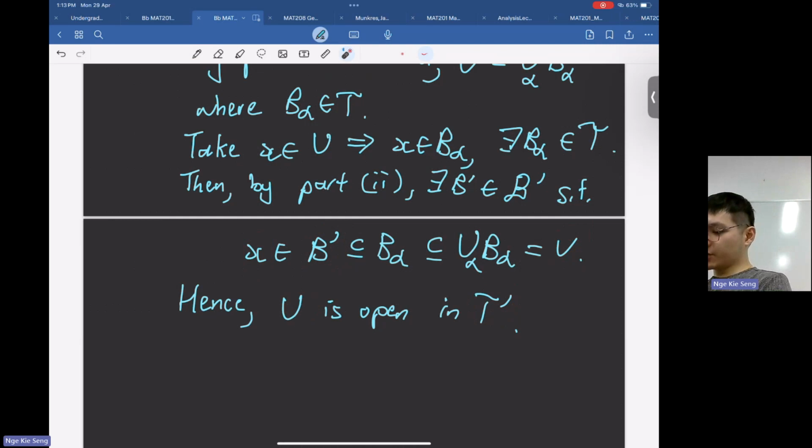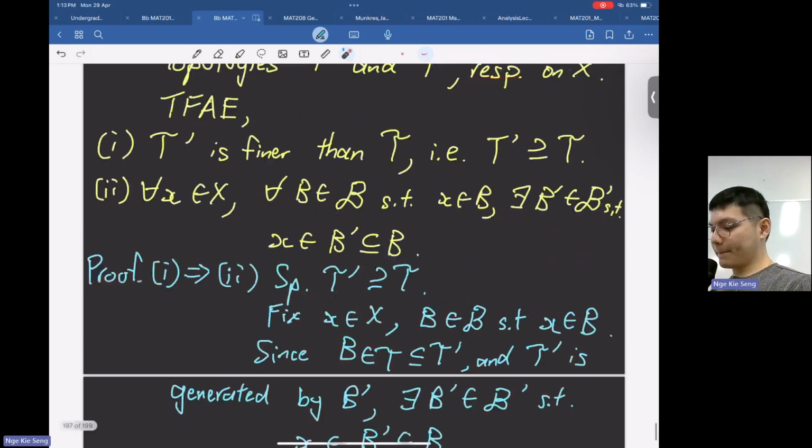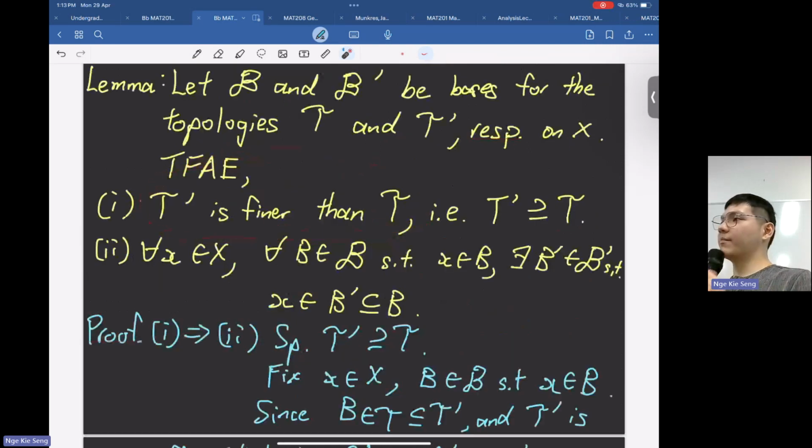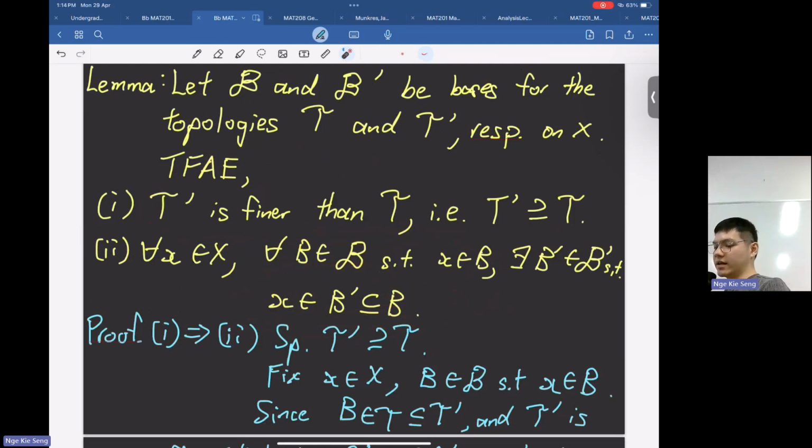So when you want to talk about finer, you can do what we did last time if you have control of all the open sets. Otherwise, you can use the basis to check. If this property holds on the basis, then you can say that one topology is finer than the other. Does it make sense? Any question? Okay, I give you one example. Maybe you can ask later.